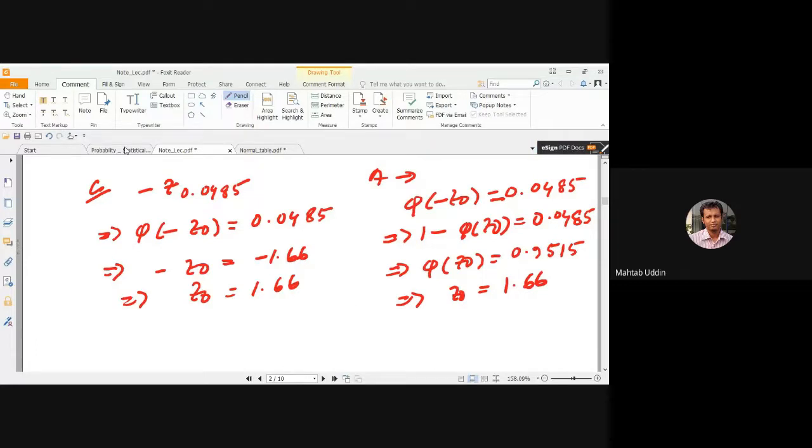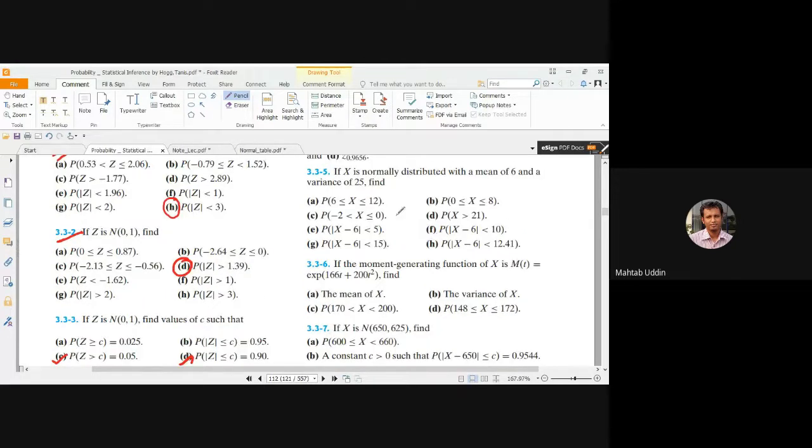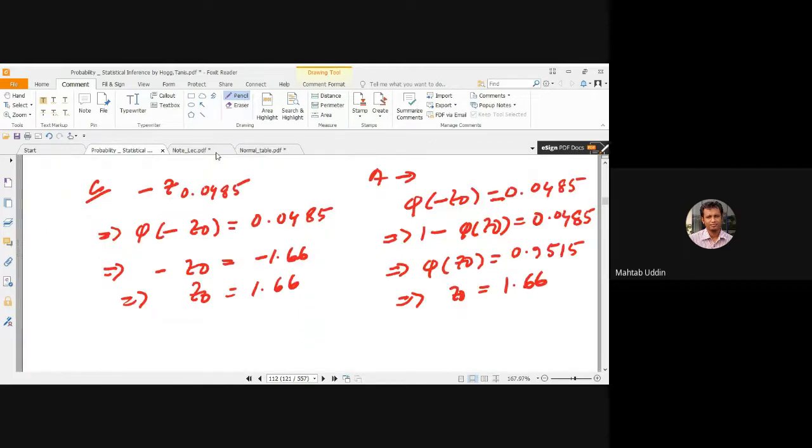The last type we're going to do. Here it is given that x is a normally distributed variable with mean 6 and variance 25. So find them. I am solving; all of them are the same: E, F, G, H. I am going to do one of them, say H. First, the given mean is 6, the variance is 25. We'll consider them.